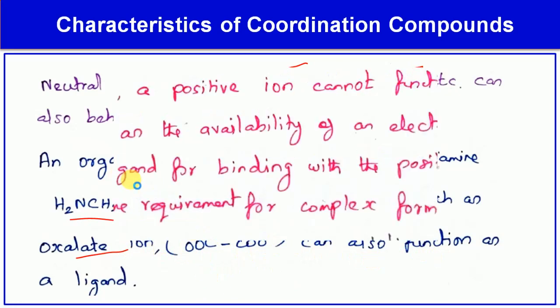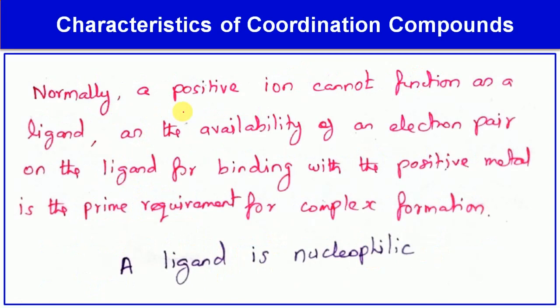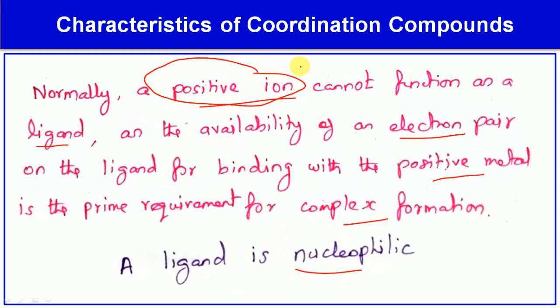So this is the first point. Normally a positive ion cannot function as a ligand, as the availability of an electron pair on the ligand for binding with the positive metal is the prime requirement for complex formation. A ligand is nucleophilic.